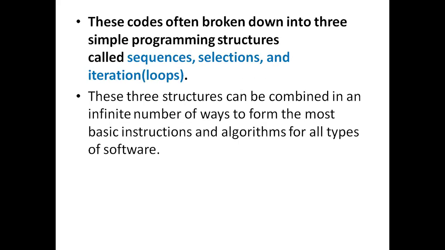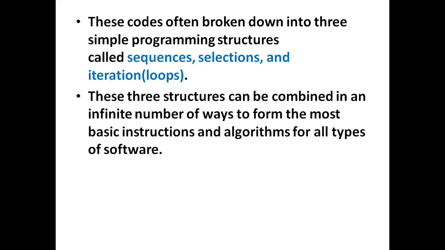These codes are often broken into three simple programming structures called sequence, selections, and iterations, which are also known as loops. These three structures can be combined in any infinite number of ways to form the most basic instructions and algorithms for all types of software.